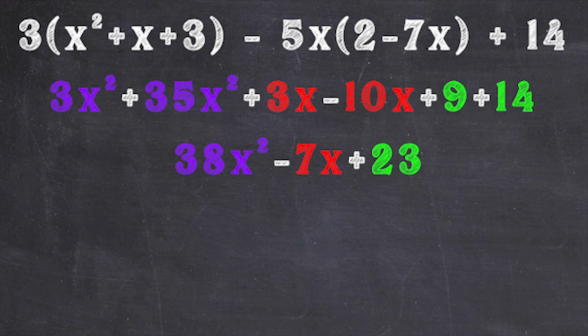Therefore, our final expression is 38x squared minus 7x plus 23. Phew, that was a long and complex example. We had to work with a lot more terms than usual, but the steps we followed were the same as our other examples. Don't worry when you come across long expressions like the one we just did together. Just remember to use the distributive property and combine the like terms, and you'll be able to simplify it in no time. Great work today!